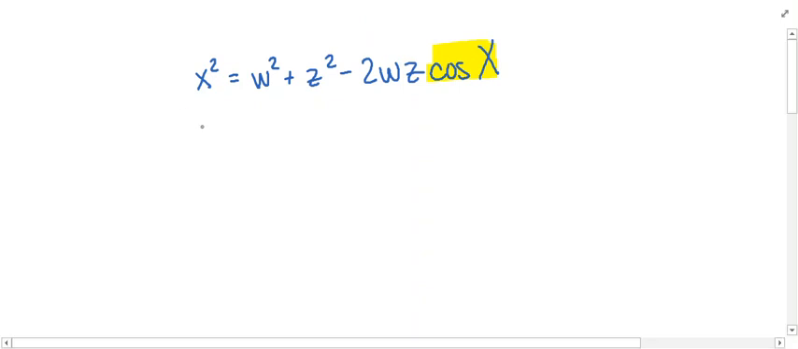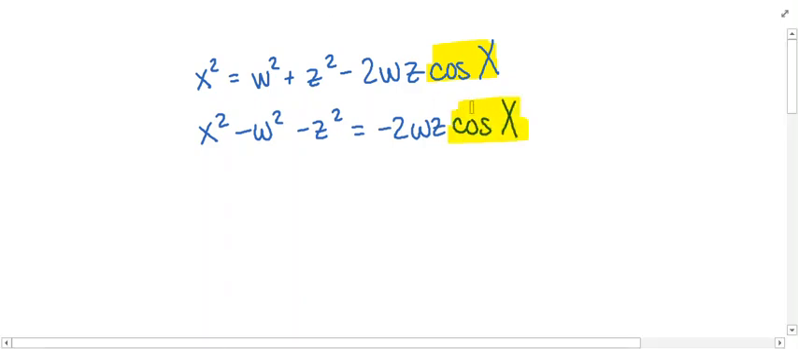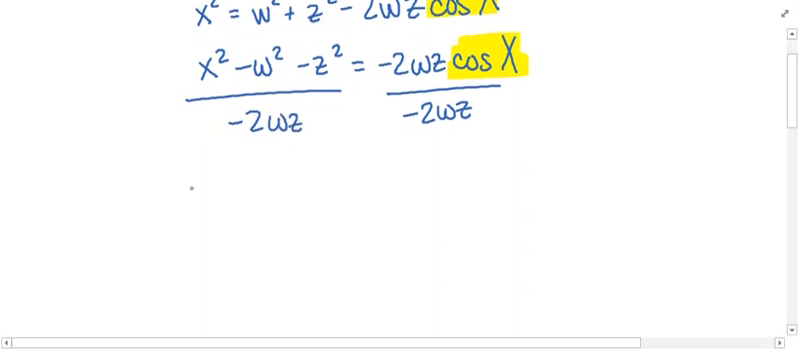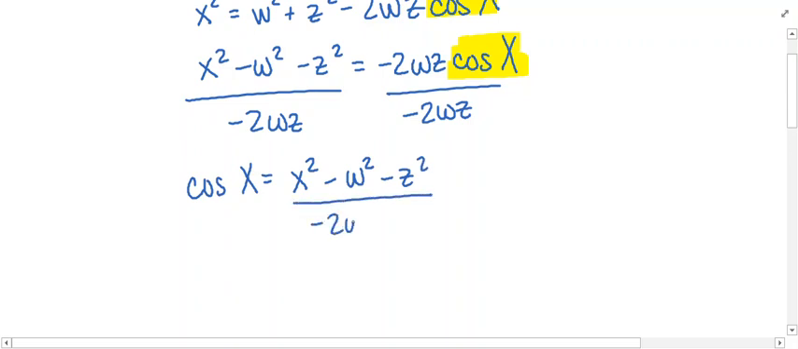So if I move the w squared over and the z squared over, this is going to be x squared minus w squared minus z squared is equal to negative 2 times w times z times the cosine of x. To isolate the cosine of x, I need to divide both sides by this quantity. If I want the cosine of x, this is going to be x squared minus w squared minus z squared all over negative 2 times w times z.